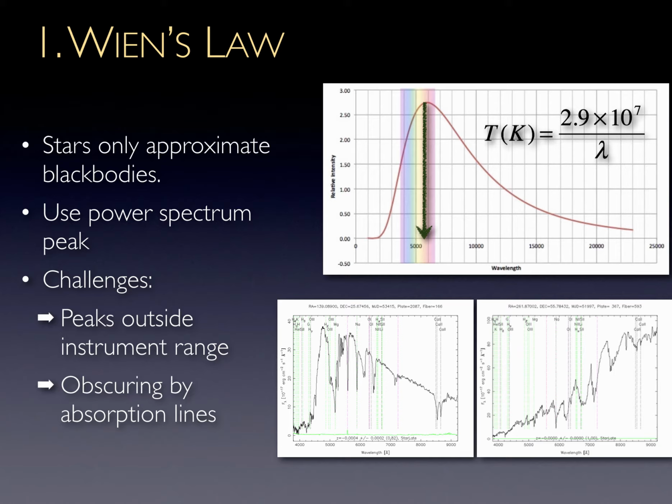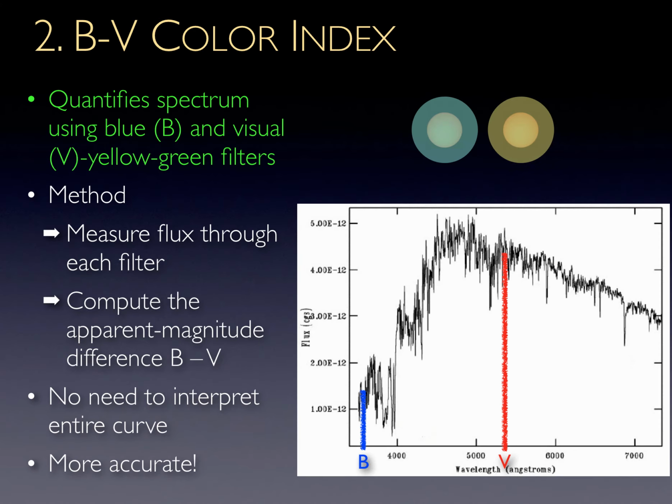One difficulty with this method is that the spectra are full of absorption lines which can obscure the peak, like the spectrum shown at the bottom left. Another possible difficulty is that the curve may peak outside the visible spectrum or outside the wavelength range of the measuring instrument used, like the spectrum shown at the bottom right. Using this method is the least precise of the methods that will be discussed.